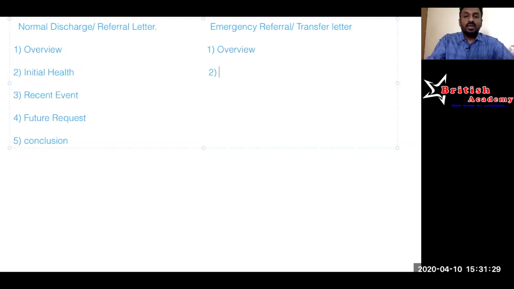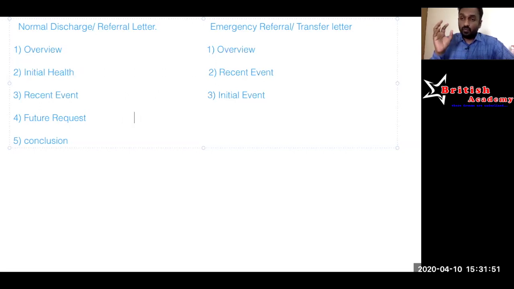So in those scenarios, your second paragraph will not be about the initial health. Instead it would be about the recent event, what has happened today or most recently which has caused the trouble the patient is suffering now, so that they can plan the treatment, and later they can read the history of the patient. So your third paragraph will be about the initial event. Fourth and fifth remain the same, there is no change.